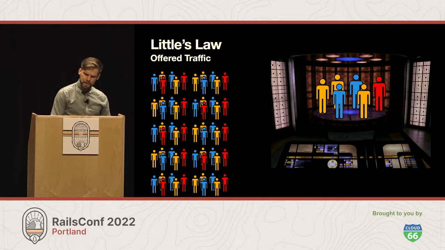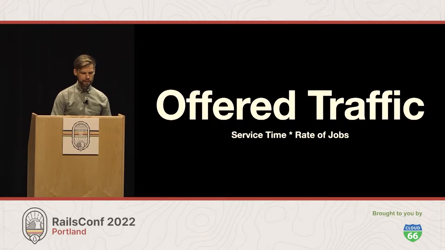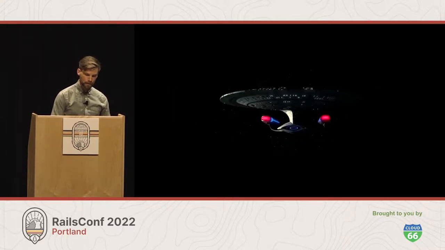And so in this scenario of having 41.5 crew members to beam out per second, we're gonna have to think about that offered traffic and how we actually service that traffic. So again, service time times the rate of jobs gives us our offered traffic.